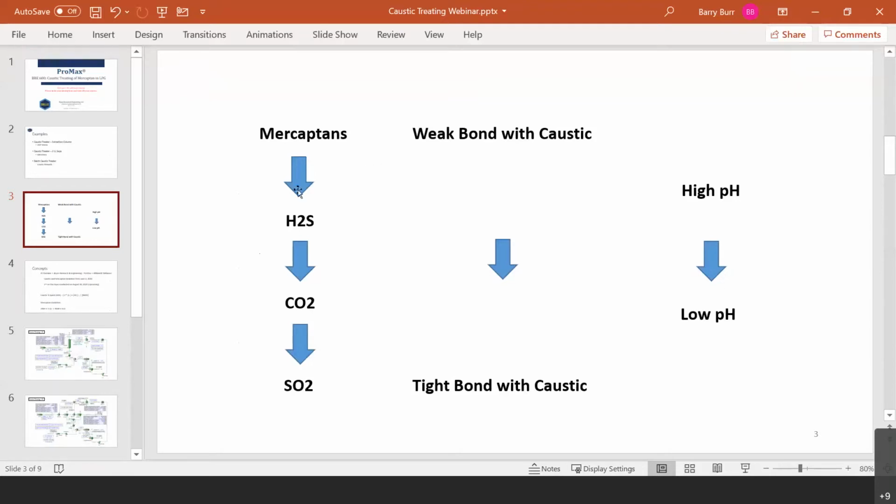But if there are stronger acids present, those acids will eventually drop the pH of the caustic solution down to a point where the mercaptans will expel or leave the caustic and return to the hydrocarbon phase. So there's a hierarchy of acids, and these are the first ones treated. This is the order of the common refinery acids and how strongly they bond with caustic. If you have mercaptans that you would like to remove, you really don't want any of these others, like H2S or CO2 or SO2, present, because they're going to occupy the sodium molecules and preferentially bind to them because they're stronger acids and kick out any of the lower acids.